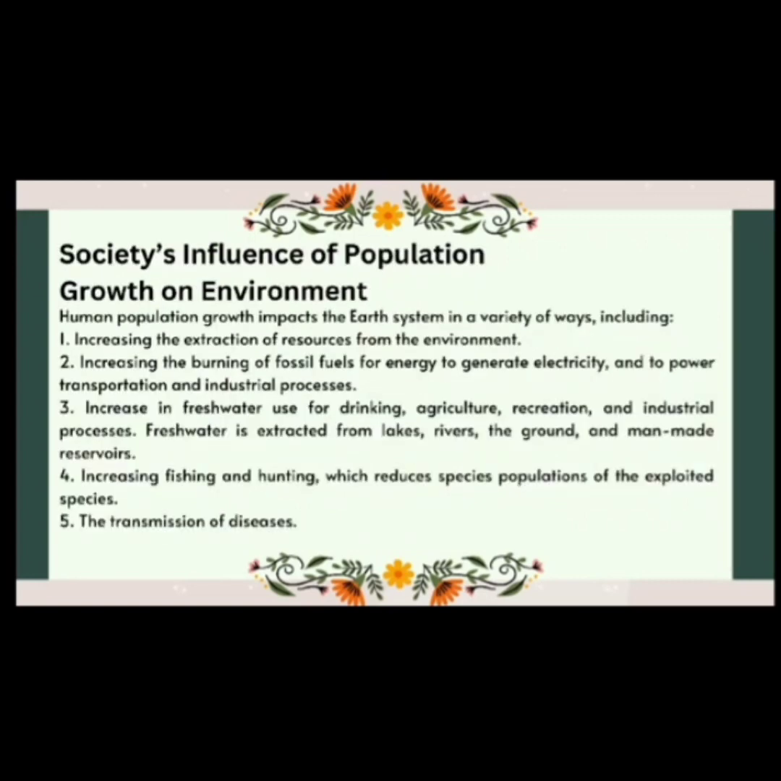Okay, so let's talk about how societies influence population growth on the environment. Human population growth impacts the Earth system in a variety of ways. This includes, first, increasing the extraction of resources from the environment. These resources include fossil fuels like oil, gas, and coal, minerals, trees, water, and wildlife, especially in the oceans. So, the process of removing resources in turn often releases pollutants and waste that can harm our health and other species.